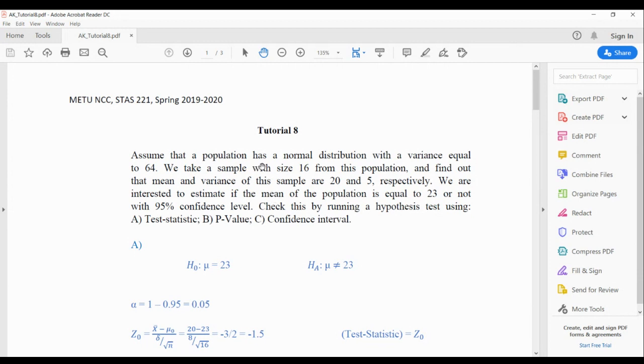Assume that the population has a normal distribution with a variance equal to 64. We take a sample with size 16 from this population and find out that mean and variance of the sample are 20 and 5 respectively. We are interested to estimate if the mean of the population is equal to 23 or not with 95% confidence level. Check this by running a hypothesis test using test statistic, p-value, and confidence interval.